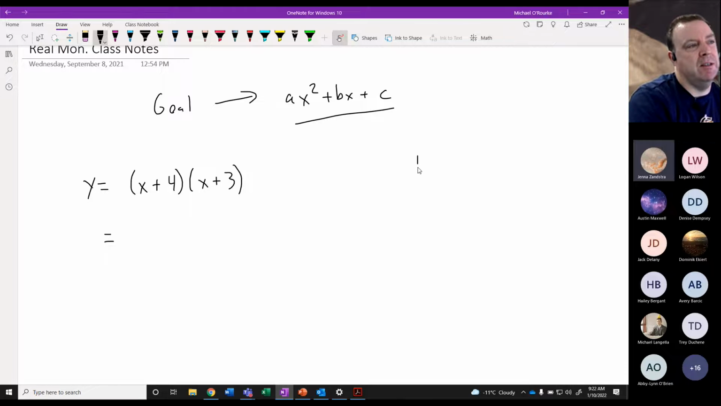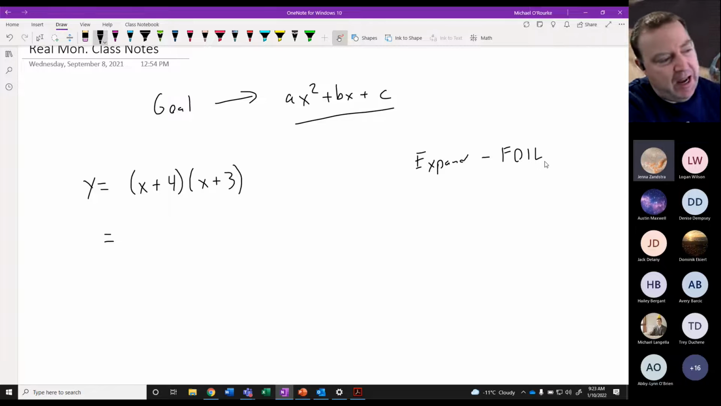Now, another word for expand is to FOIL. Okay. Put something in chat if you remember what foiling is. Who remembers what foiling is? Put an F in chat if you remember what foiling is. First, outside, inside, last. Good, good, good.